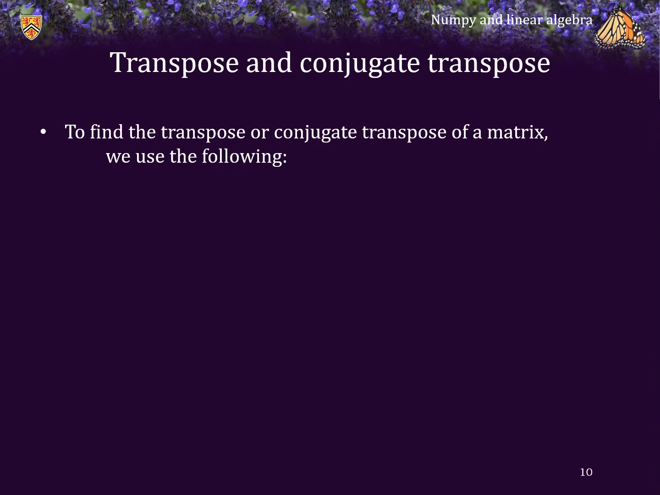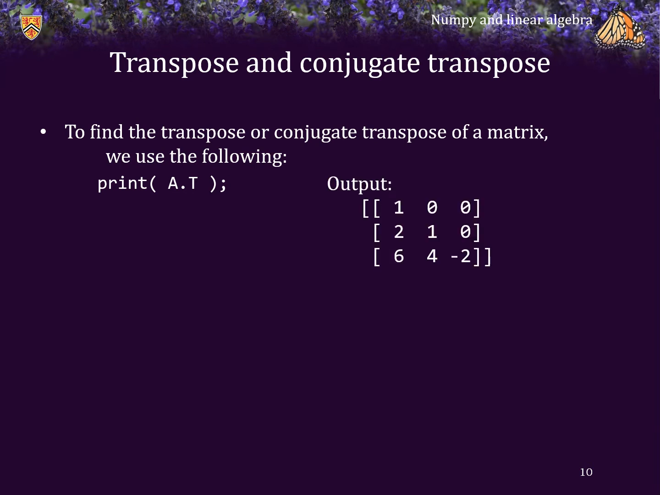Now, in order to find the transpose or conjugate transpose of a matrix, we use the following. For a real matrix, we can just access the capital T attribute. And in this case, that is the transpose of the matrix A. You'll recall that the matrix A was upper triangular, and thus the transpose is going to be lower triangular.